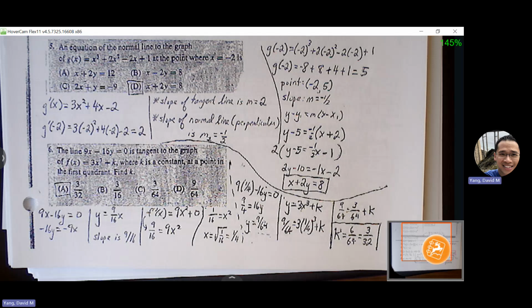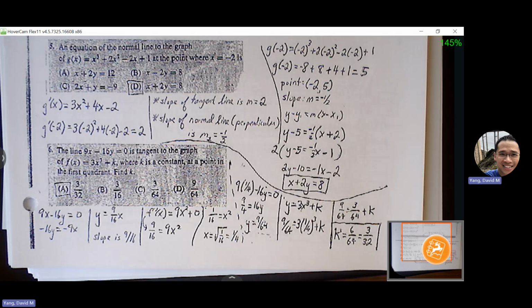So after you set your derivative equal to the slope of the line, it is going to end up being 9/16, because if I get into y equals mx plus b, I can see that the coefficient in front of my x is my slope. So once I have my slope from the line, I can set that equal to the derivative of my function. I can work backwards, solve for x. Once I solve for x, I'm still not ready to plug into my original function to solve for k, because I still need my y value.